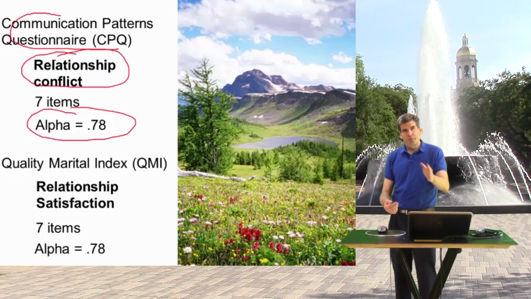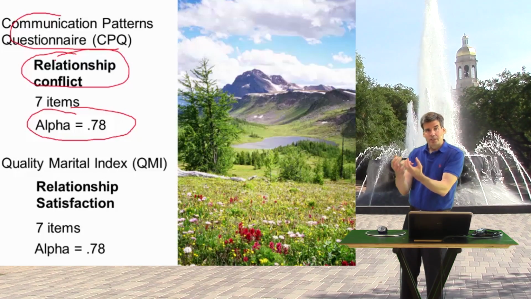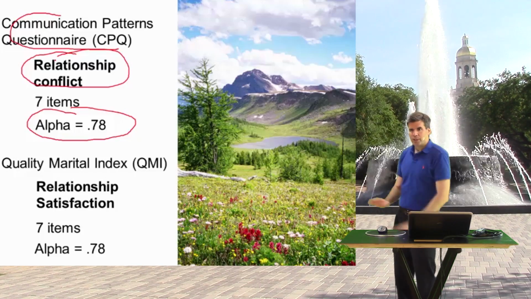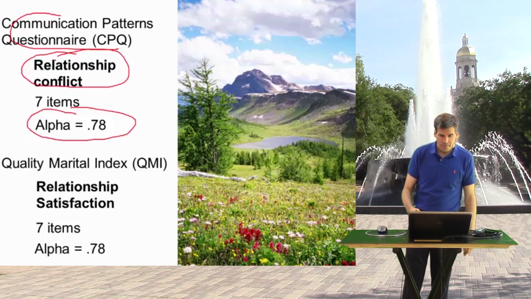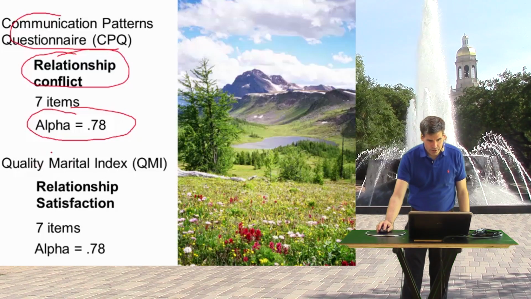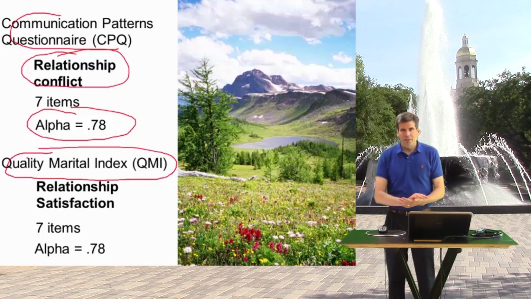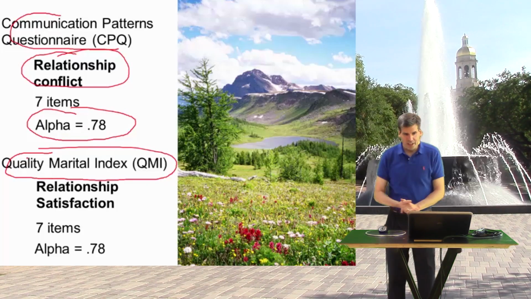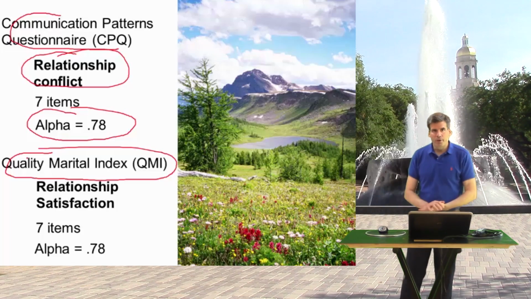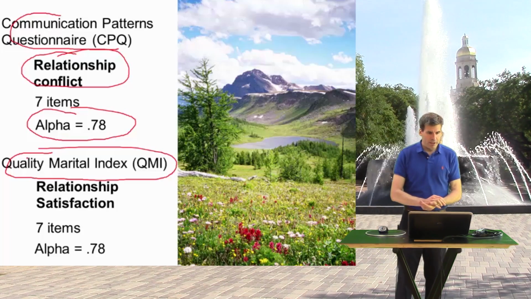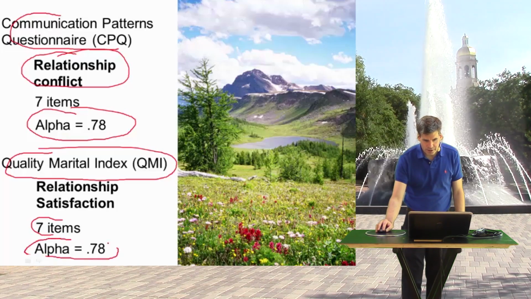What I'm expecting is that we'll still find a relationship between emotion and communication in specific episodes of conflict, even after controlling for your general tendency to say we have a lot of conflict, or we don't. The other overall questionnaire I'm going to use is another measure of relationship satisfaction. In the last example, we looked at the Dyadic Adjustment Scale. This is another classic measure of satisfaction called the Quality Marriage Index, or QMI. It's just another measure of how happy or satisfied you are in your relationship. It has 7 items and adequate reliability. The alpha is 0.78.